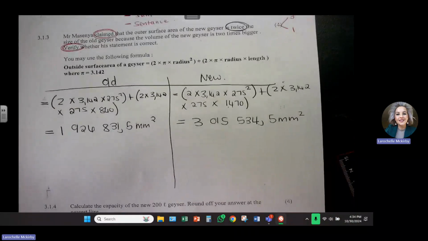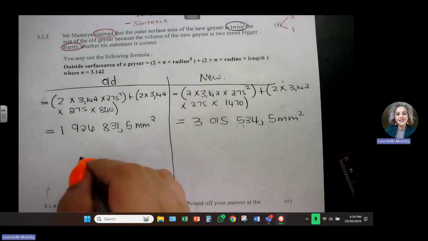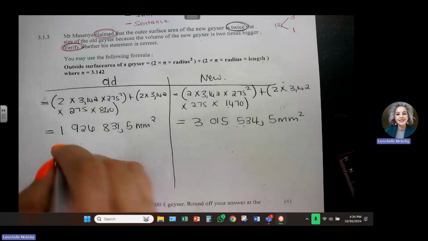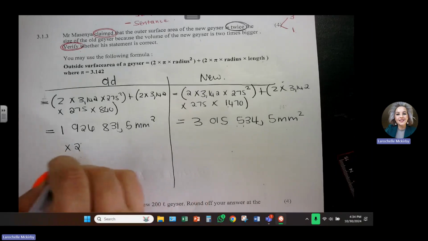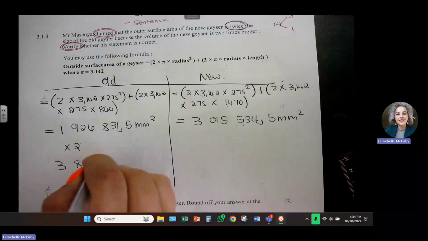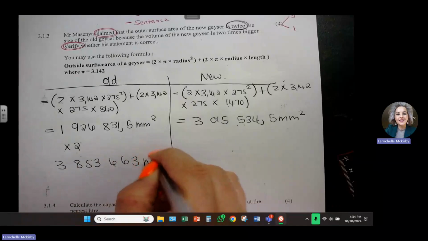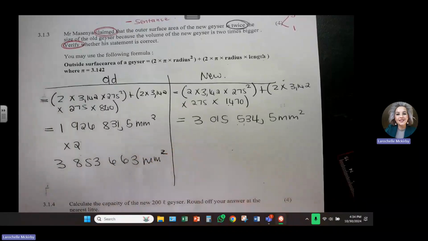Now we need to state if it is true. He said that this is twice the size of that. So what can we do? We can just multiply this by 2. Or we can divide this one by 2. It doesn't really matter. For now, I'm going to multiply this one by 2. So multiplying by 2 will get me to 3,853,663 squared millimeters.